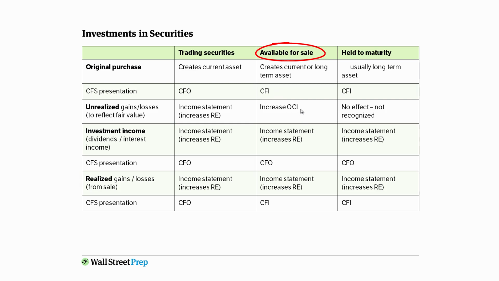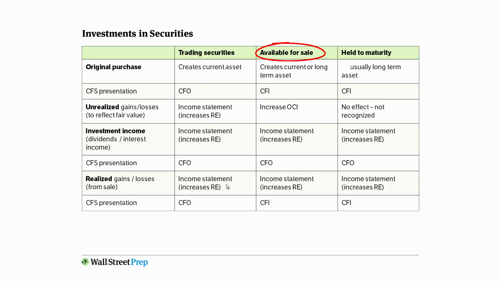But here's where the differences begin to emerge even further. Unrealized gains or losses to reflect fair value are still recognized. They're just not recognized on the income statement. They're recognized as other comprehensive income. Investment income, any actual income that you receive via dividends or interest income, is no different, just like trading securities. That will be reflected on the income statement and increase retained earnings. It will also be presented under cash from operations. So there's a disconnect between unrealized gains and investment income. Unrealized gains are not part of the income statement, whereas investment income is.